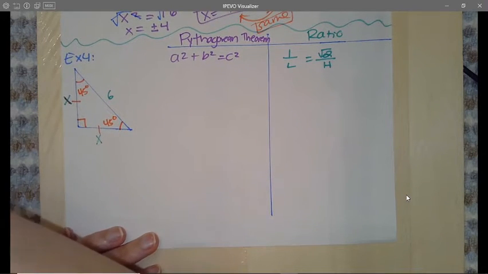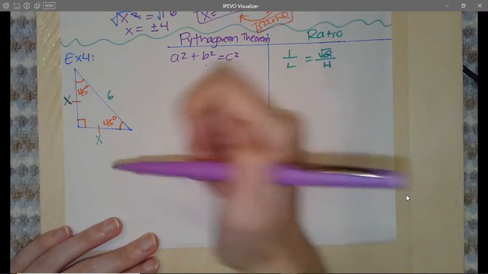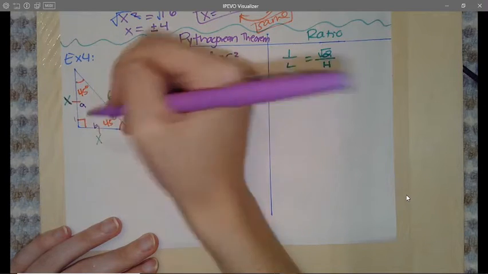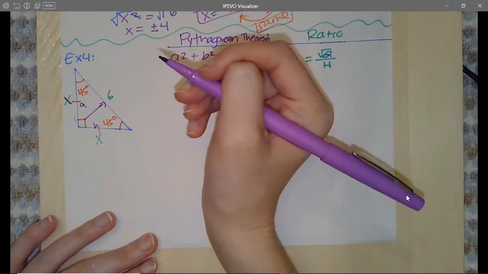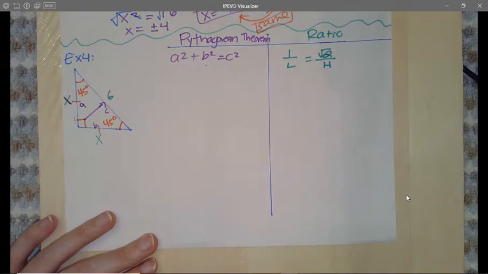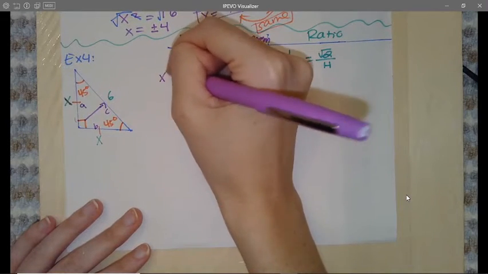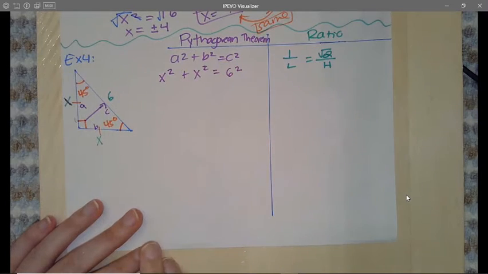Okay. Well, the Pythagorean theorem, my A and my B are the 2 sides of the right angle, which is right here. So I'm just going to call this one A and this one B. The C is the hypotenuse, which is the side directly across from the 90-degree angle. Alright, let's set this bad boy up. So we have x squared plus x squared equals 6 squared.